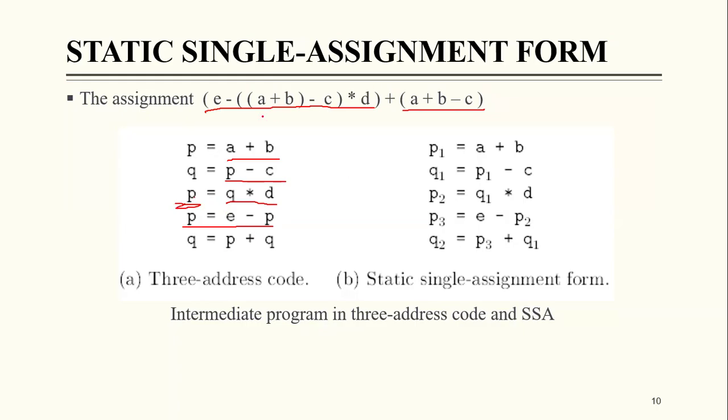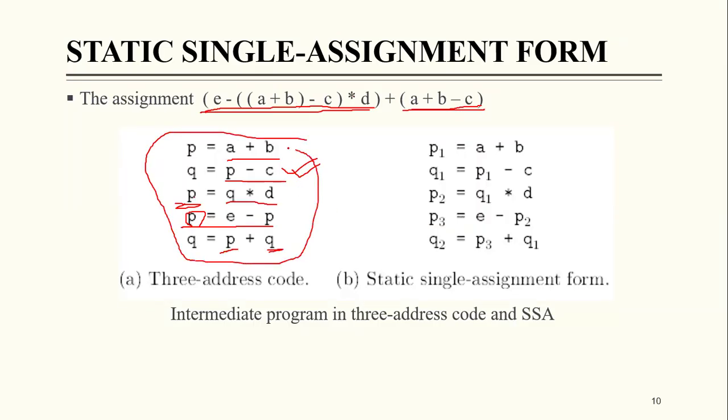And next, this sub expression should get summed up with A plus B minus C, which is already in this Q, right? So this P contains E minus A plus B minus C star D, and this Q contains A plus B minus C. So the total expression is obtained now. Right. So here the problem is, while explaining itself, we are creating confusion about which Q references which sub expression, and which P references which sub expression, that we are getting with the temporary variables generated by the three address code. In this case, this can be rewritten with the static single assignment form.